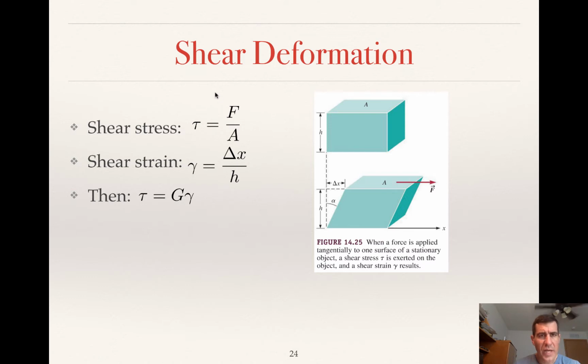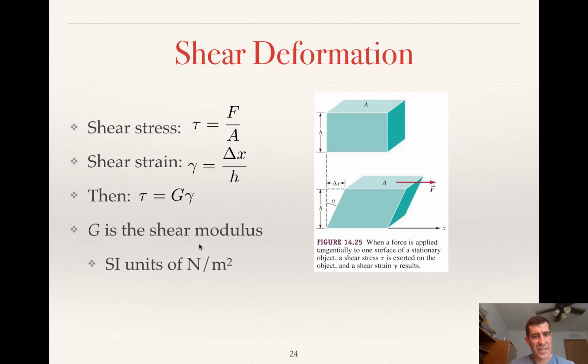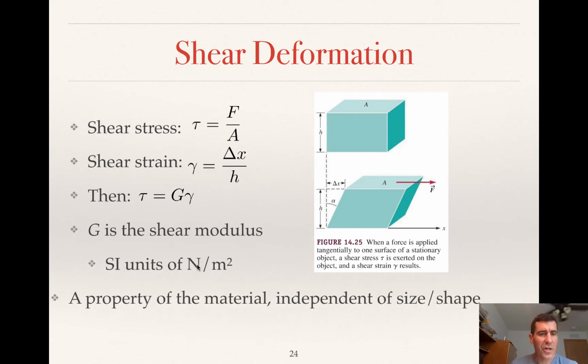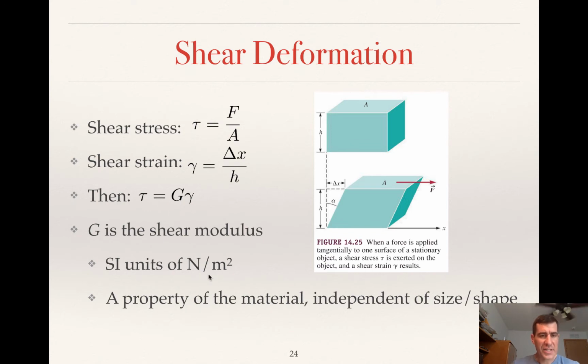Okay, so you can write an equation that's very, very similar to what we had for Young's modulus, and again, that the shear stress is directly proportional to the shear strain with this constant of proportionality we're going to call capital G, and capital G is the shear modulus. So again, it has SI units of newtons per square meter, and just similar to Young's modulus, it's a property of the material, and it's independent of the size or shape of the object you have.